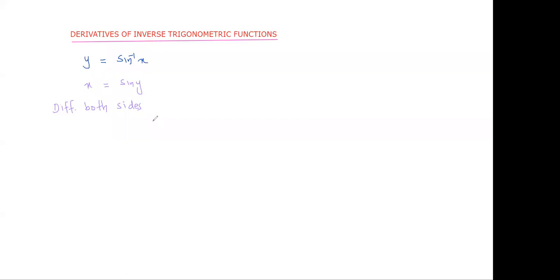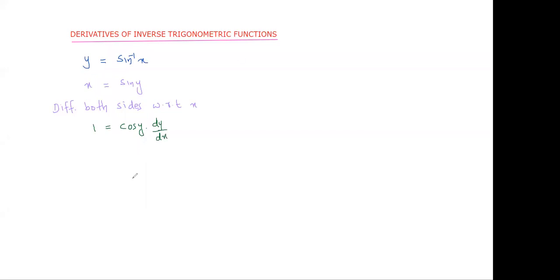Differentiate both sides with respect to x, implicit differentiation. Derivative of x with respect to x is 1, equal to derivative of sin y. It is of the form sin x. So using chain rule, sin x का derivative cos x. So sin y का derivative cos y, but x के जगह y था उसका derivative से multiply करना. So derivative of y with respect to x is dy by dx.